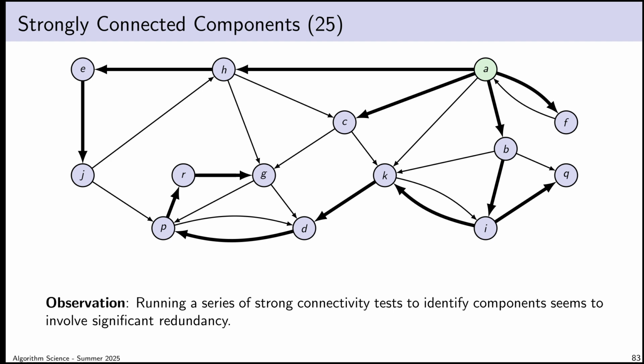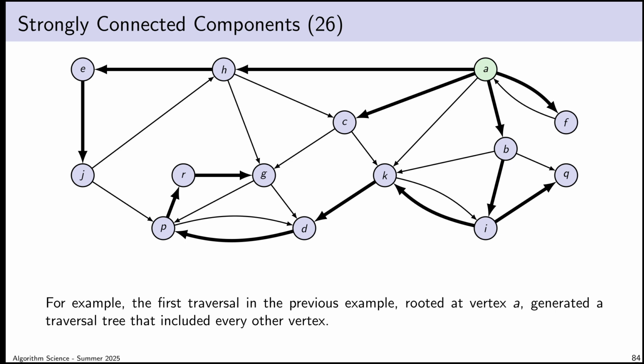So the observation I made with that sequence of DFS traversals is there was a lot of redundancy because, for example, when I start at vertex A in my original graph G, I visit everything. So I traverse every vertex. And then later on, when I start at vertex B, I traverse a lot of the same vertices. And in fact, it goes beyond that. Not just that I traverse the same vertices, but I actually generate the same tree.